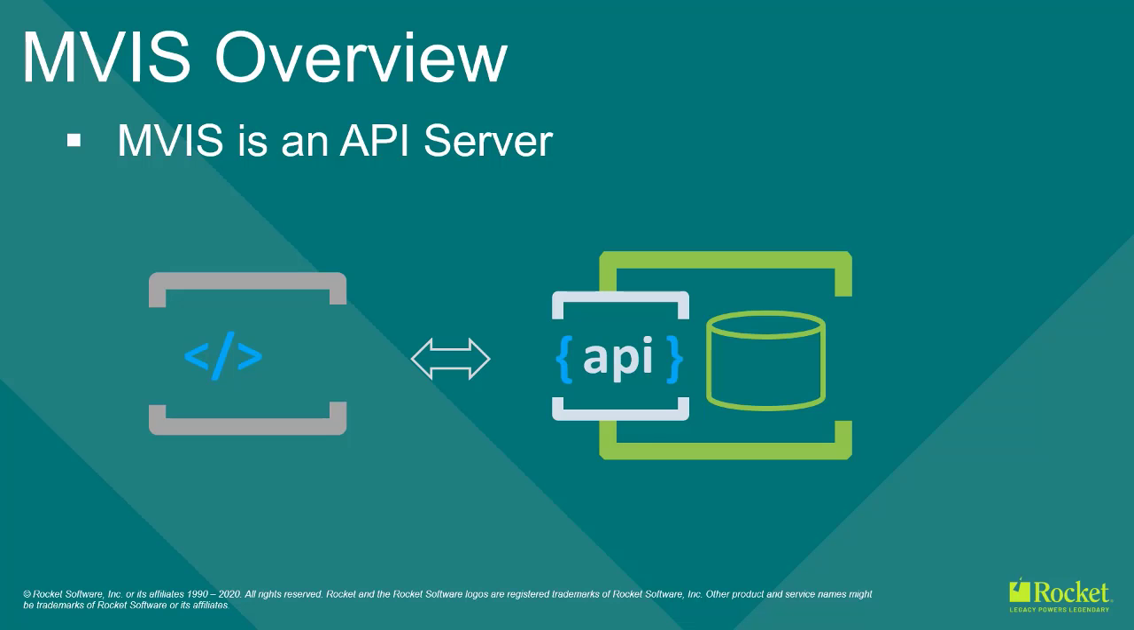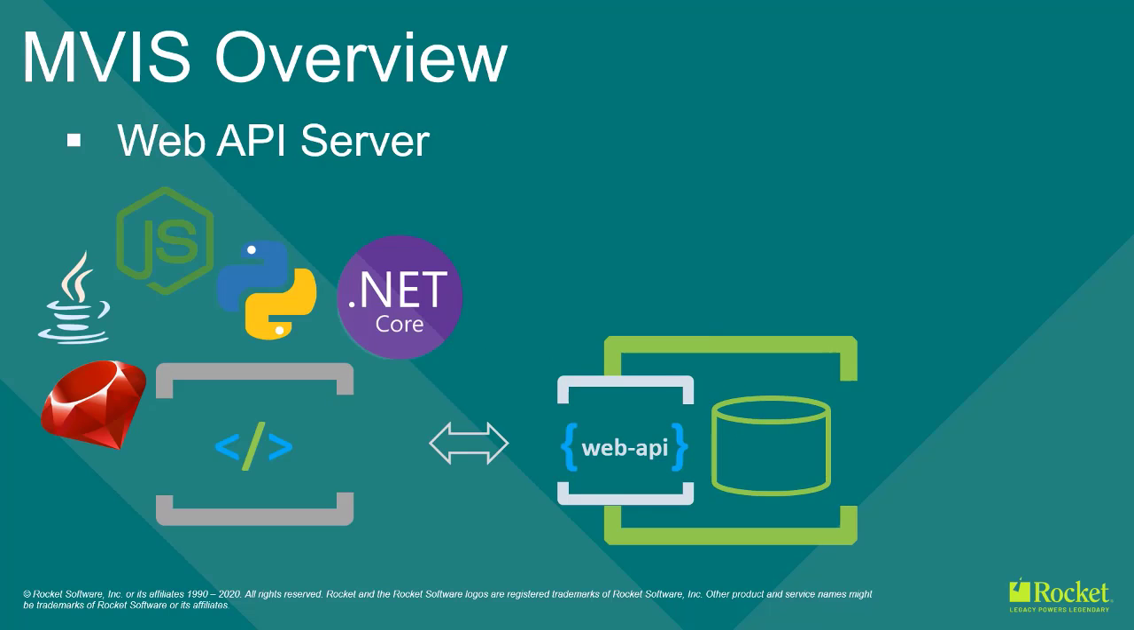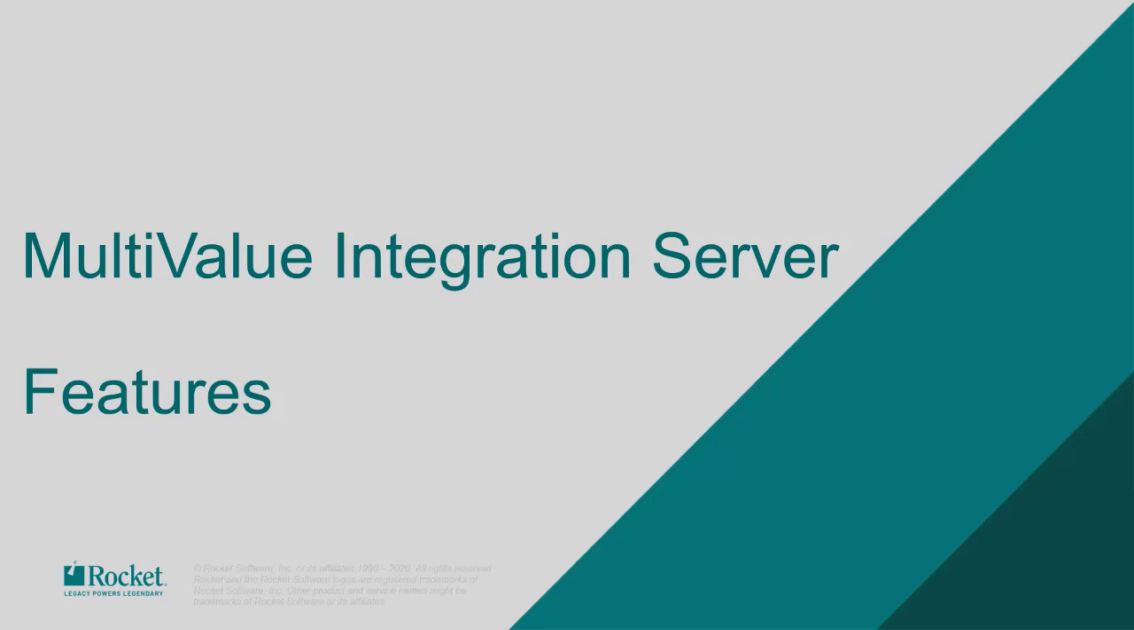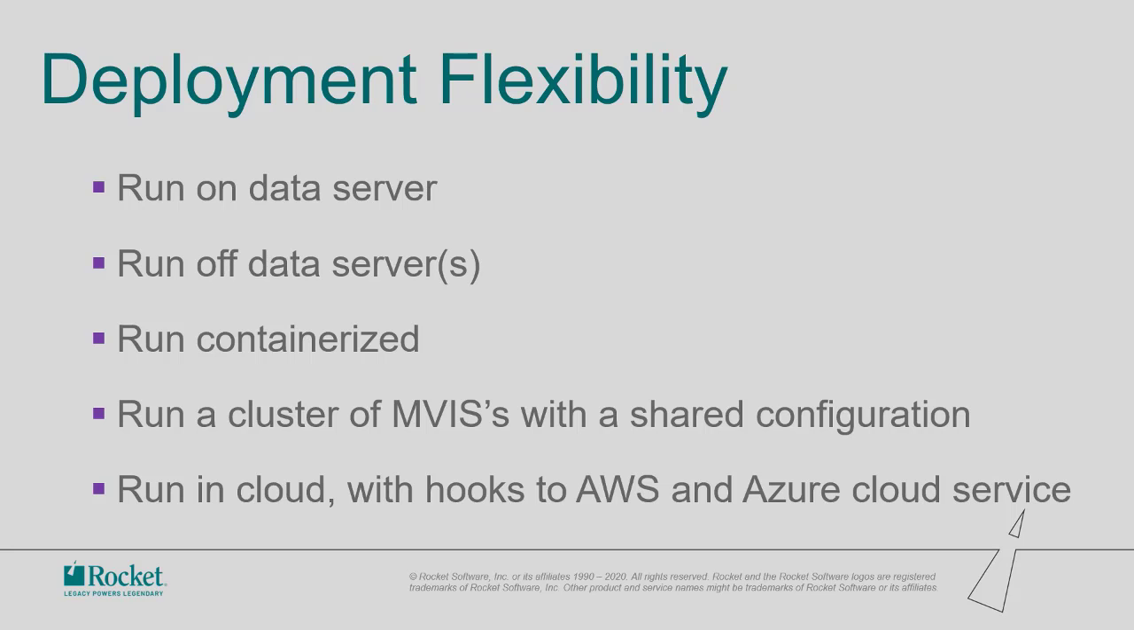MVIS is an API server. MVIS is also a web API server. MVIS is also a UO API server because it supports all of our UO APIs. So looking at it from a features perspective, let's find out a little bit more.